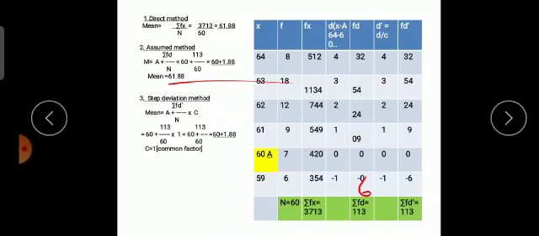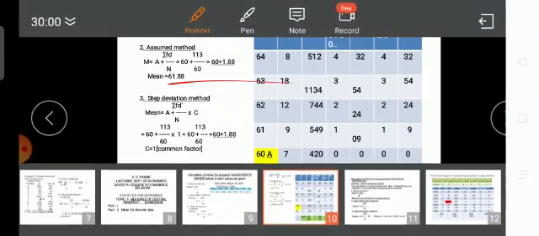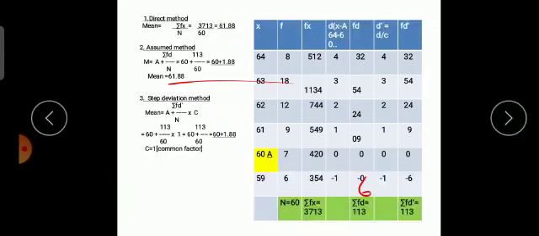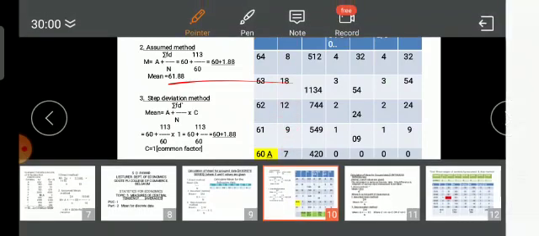Put columns x, then f values, then we need to find fx. Fx is x into f. When you multiply, you get fx, that is 64 into 8, 512, 63 into 18, you are getting 1134, 62 into 12, you get 744, 61 into 9, you are getting 549, 60 into 7, you get 420, 59 into 6, you get 354. Then n, you have to calculate the total of frequency, n is 60.